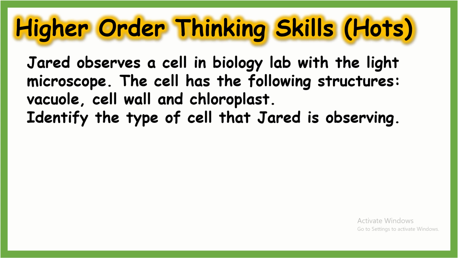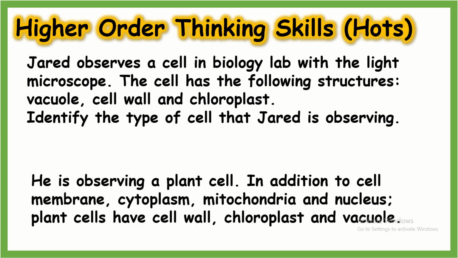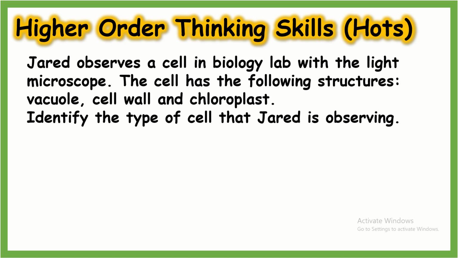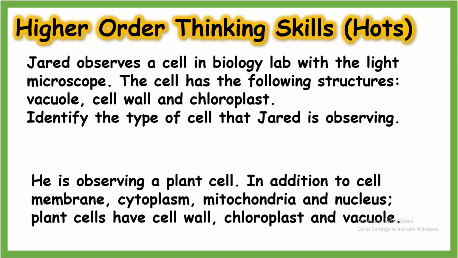This is a question of higher order thinking skills. Read the question and give the suitable answer. The answer is also shown on the screen. The question says Jared observes a cell in biology lab with the light microscope. The cell has the following structures: vacuole, cell wall, and chloroplast. Now, if a cell has a cell wall, chloroplast, and vacuole, what type of cell is it? It is a plant cell. Okay, he is observing a plant cell.